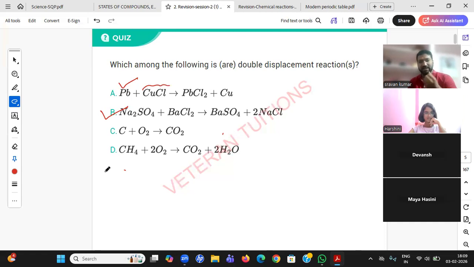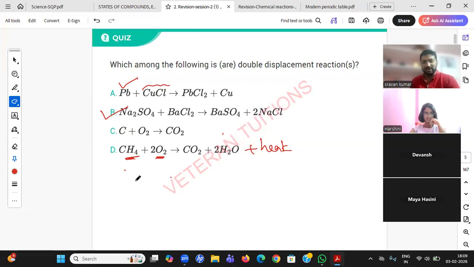She is telling that methane, the gas we use at our home, is undergoing combustion, so definitely a large amount of heat will be released. That's the reason she said exothermic. But if I want to classify only among the five types, you can see this particular thing is a redox reaction.